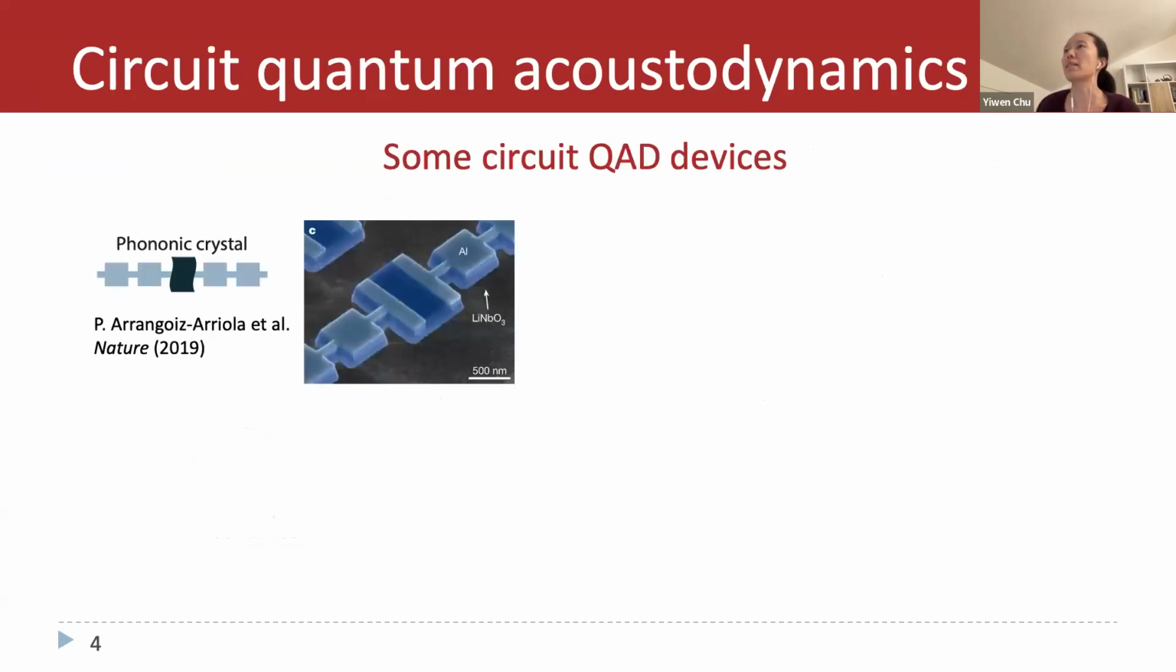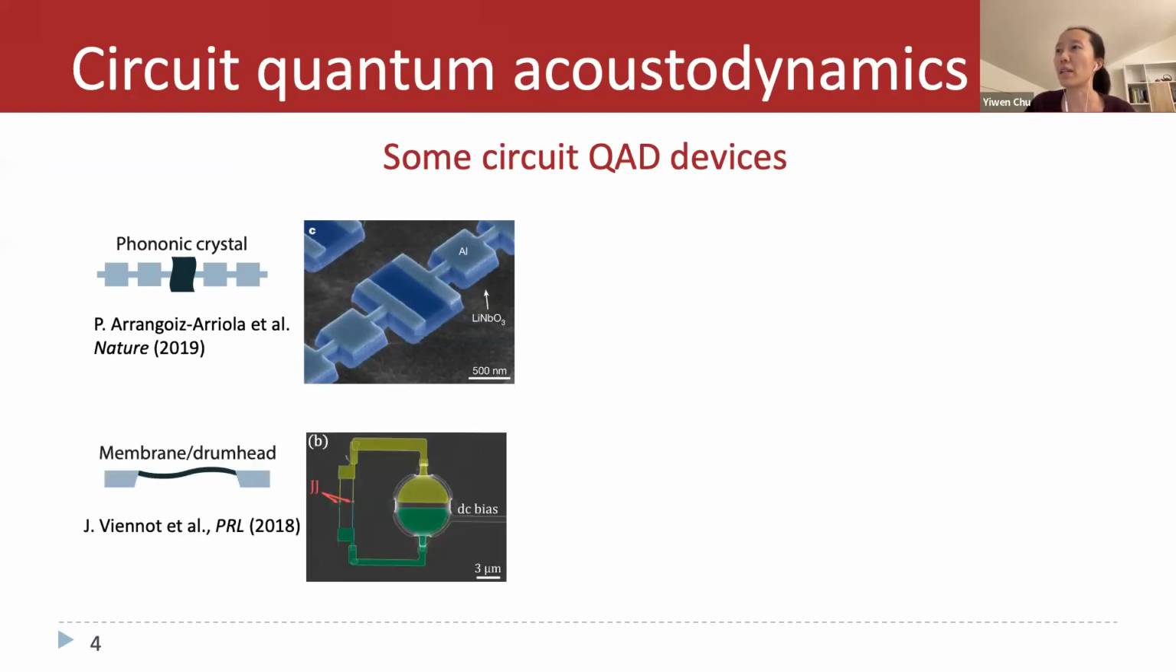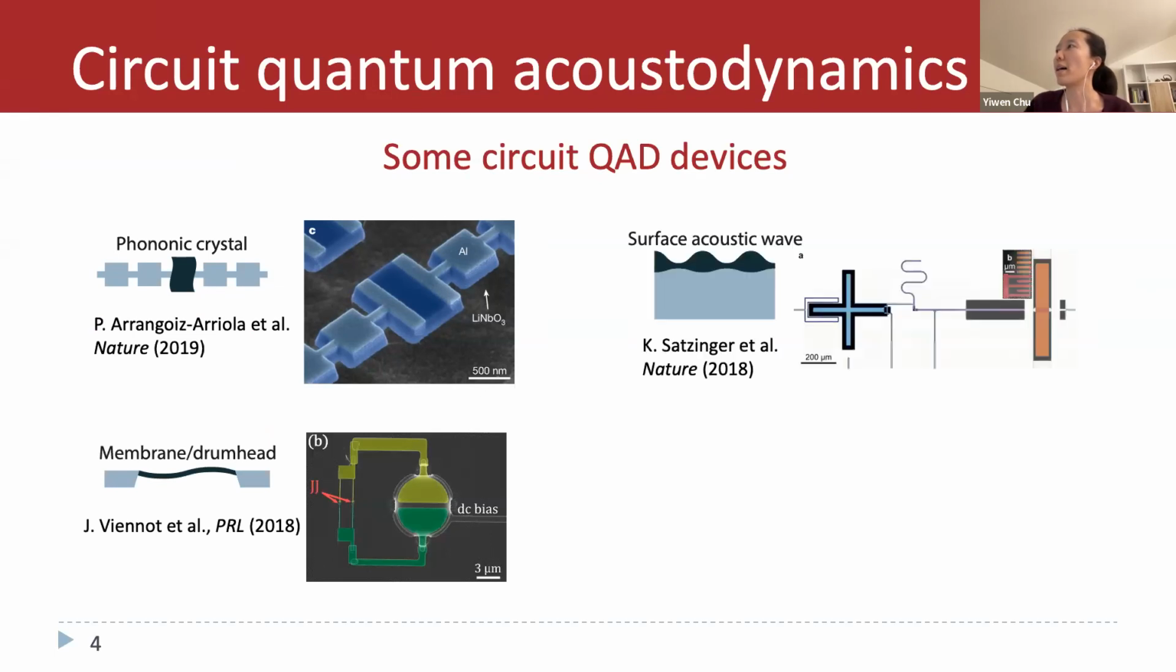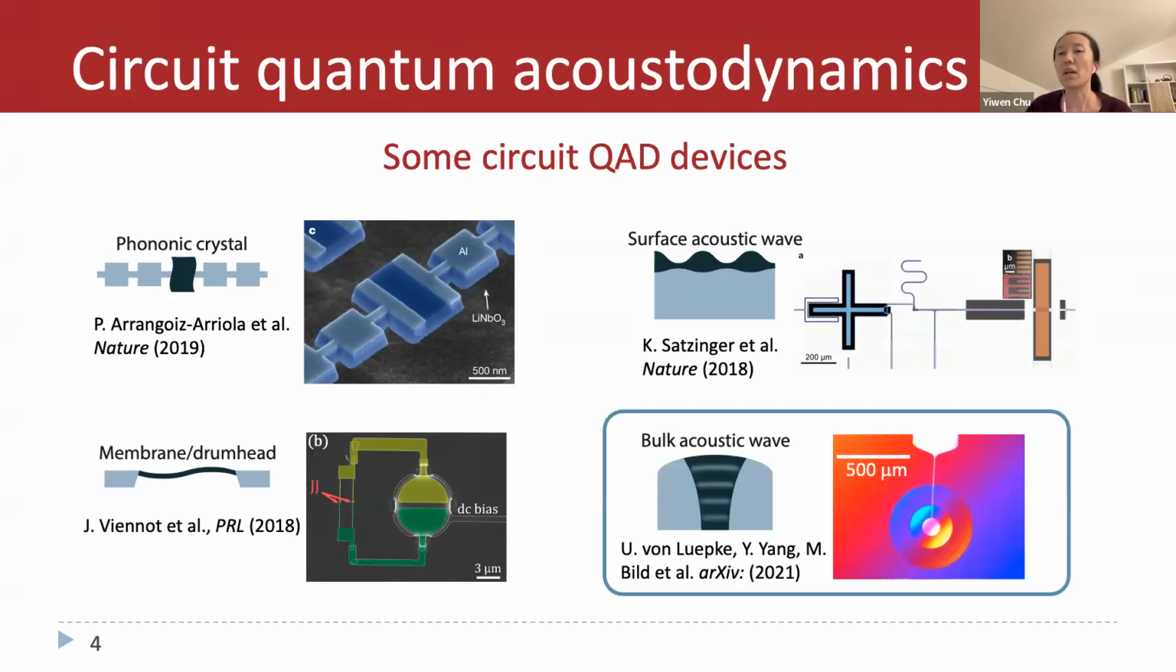Let's first look at what such devices might look like when you combine these mechanical resonators with these electrical circuits. As I told you before, you can incorporate various geometries, starting from the smallest, these phononic crystals, and going to, for example, drum heads or membranes, or surface acoustic waves, to the system that we use, which are bulk acoustic wave resonators. You can see that they span a wide range of sizes and geometries.